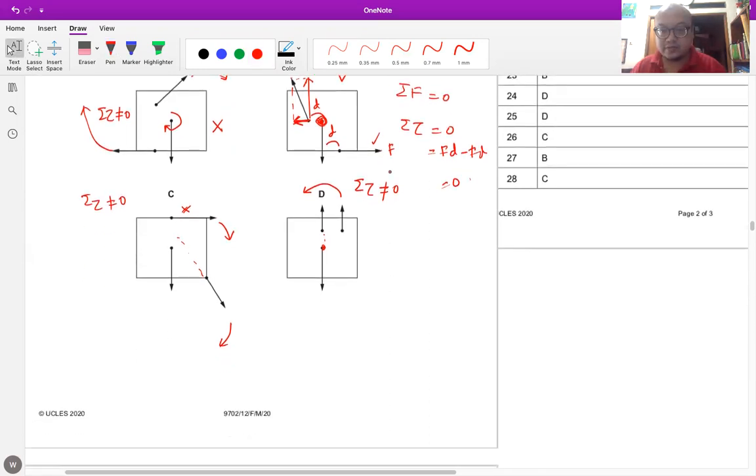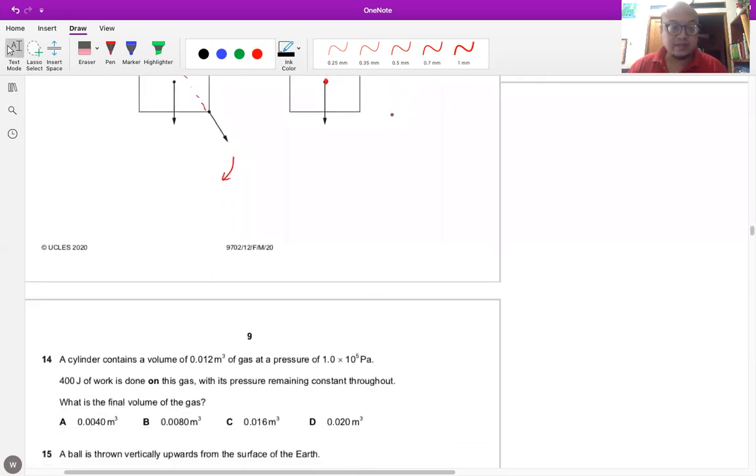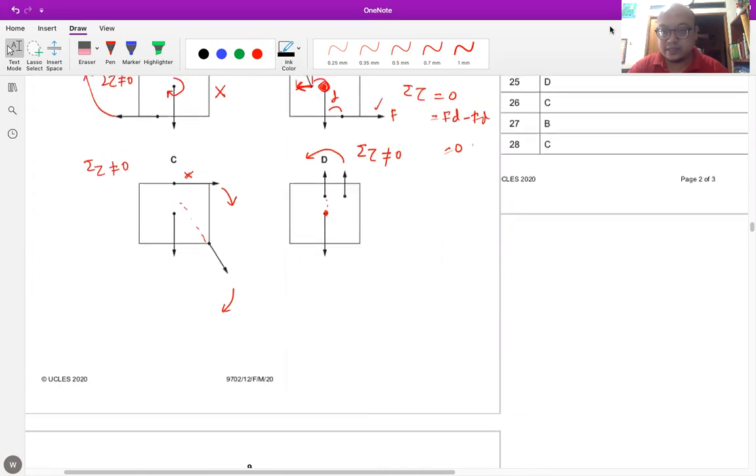Okay, now see question 14, but I will move down to the answer key first.